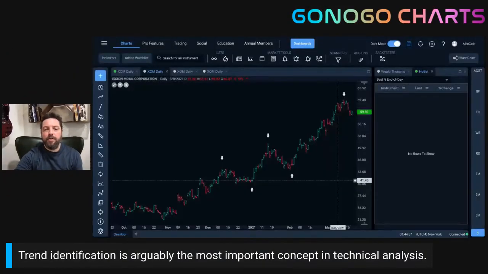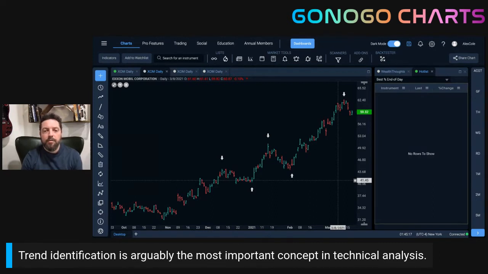Now, this chart that we're looking at is a chart of Exxon. And as you can see, it has moved generally in an upward direction over the course of this time frame. Even from eyeballing the chart, we can see that. And we can look for higher highs and higher lows.